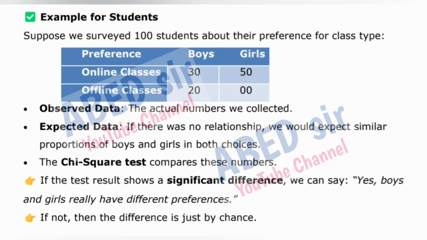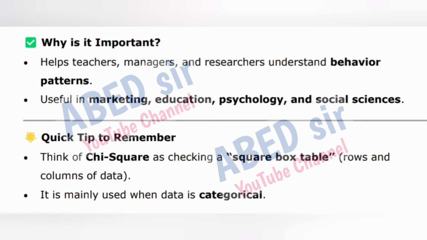The G-square test compares these numbers. If the test result shows a significant difference, we can say, yes, boys and girls really have different preferences. If not, then the difference is just by chance. Why is it important? Helps teachers, managers, and researchers understand behavior patterns. Useful in marketing, education, psychology, and social sciences.